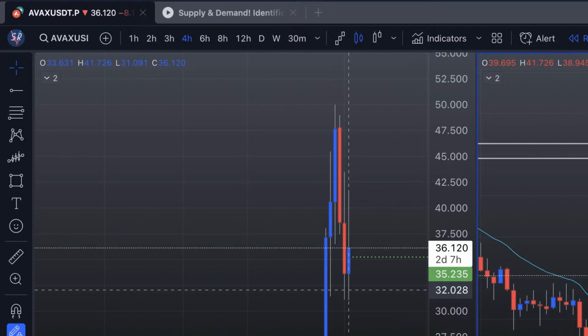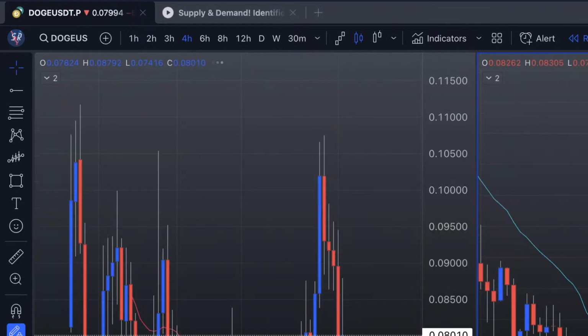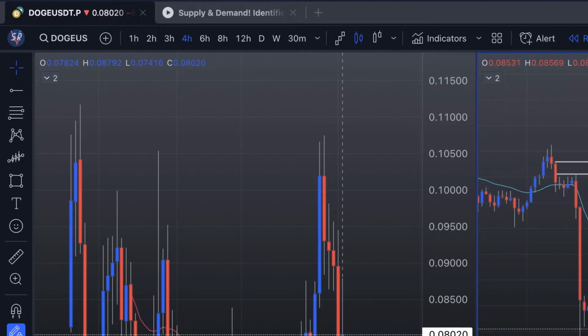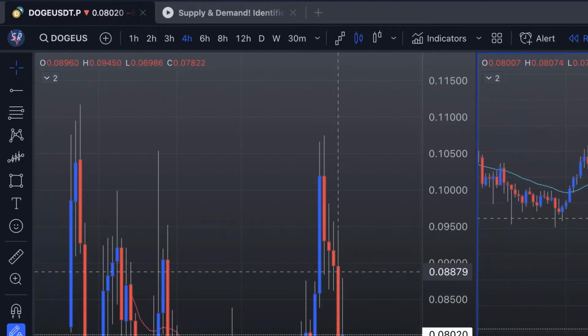There we go. Okay, that little pop that you heard was me moving my stop. All right, that's that. Doge. Yep, similar. Doge is weak. Doge couldn't even get up here.